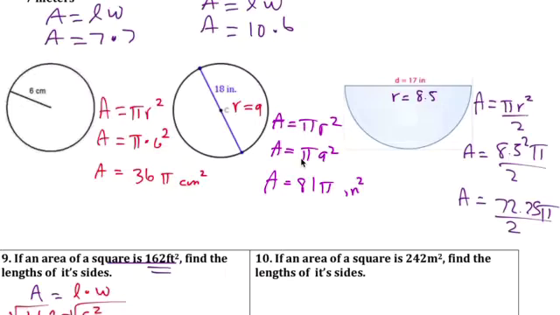Okay. Times that by pi, and then divide it by 2, and you can round it, okay? But remember to put the unit always.